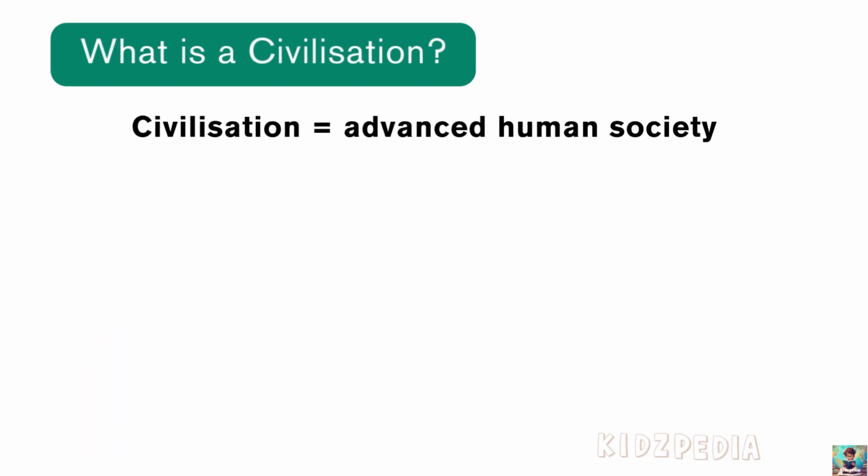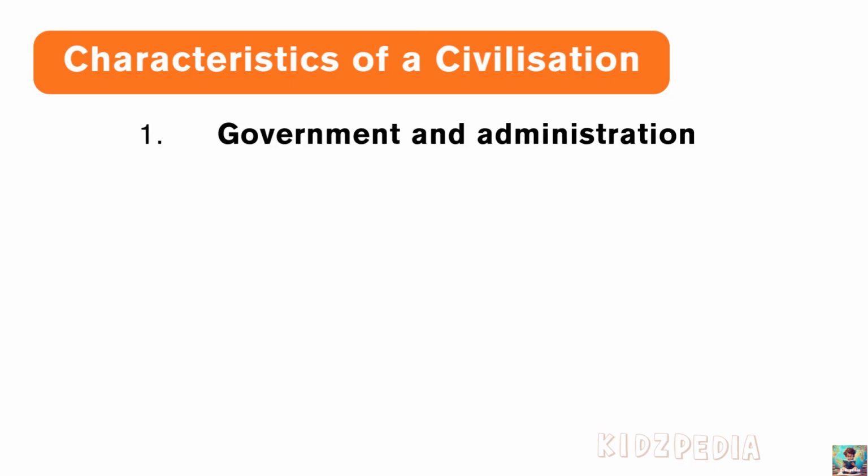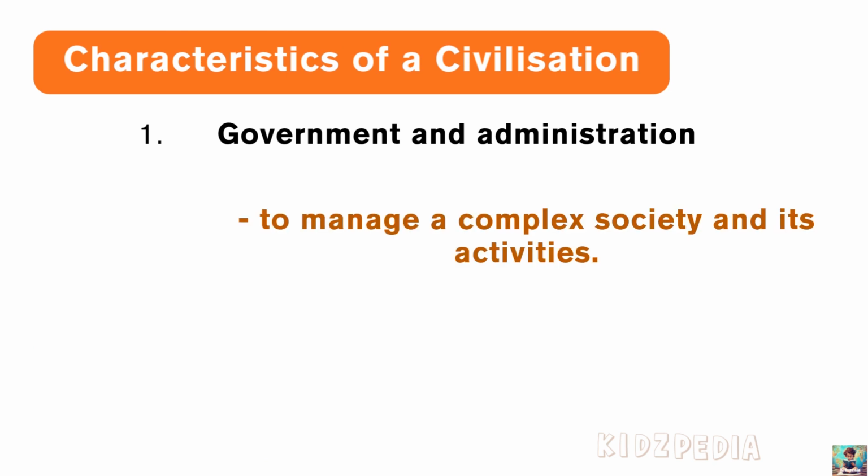So, meaning of civilization? Civilization refers to an advanced stage of human societies. To clearly understand civilization, historians say it must have some important characteristics. So, we will now see what are those. First one, government and administration. The civilization must have some form of government to manage people and activities in a complex society.